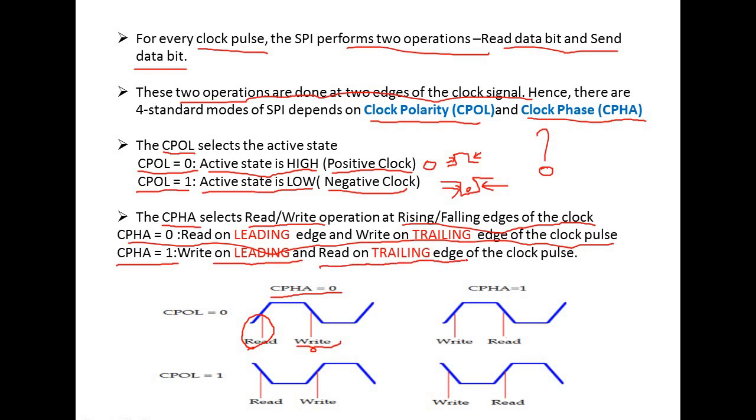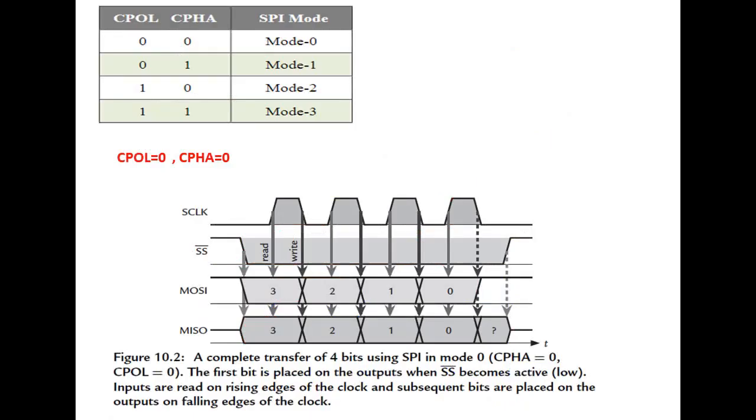And depending upon this clock polarity and clock phase, the SPI has 4 standard modes for communication. And see here the 4 modes. If CPOL and CPHA is equal to 00, it is mode 0. If it is 01, it is mode 1. If it is 10, that is mode 2. And 11, mode 3.